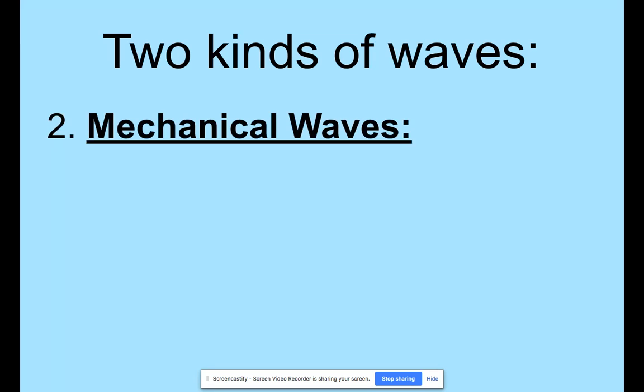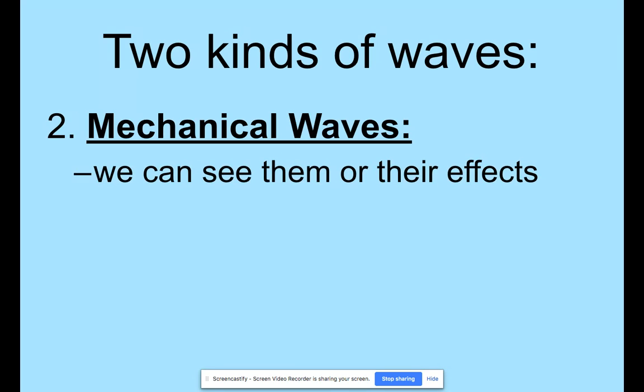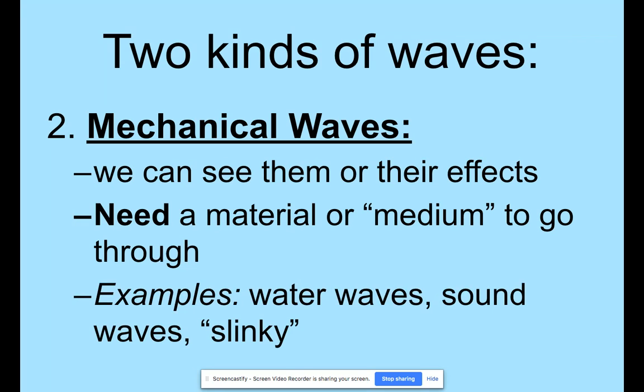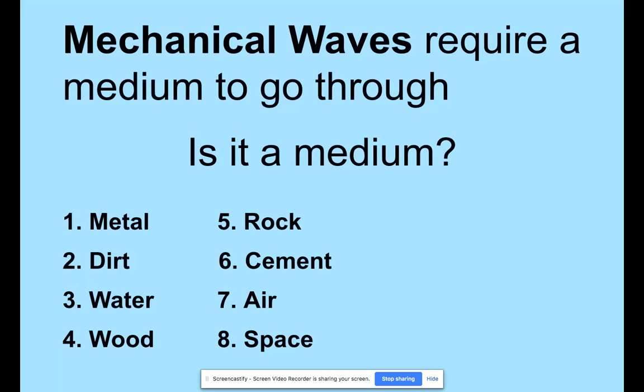The second type of wave is the mechanical wave, which is the waves that we've been talking about so far. These are waves that we can see or feel their effects, and they do need a material or a medium to travel through. So we have talked about water waves. We cannot see sound waves, but we can definitely feel the effects of sound waves. When you have a loud beat, you can feel the beat in your environment. And also we obviously have the Slinky, which we did a lab on.